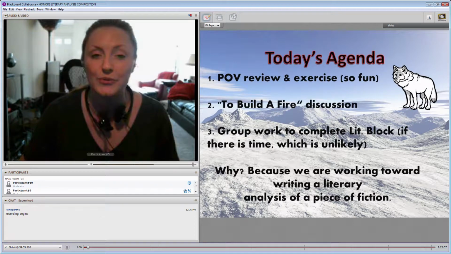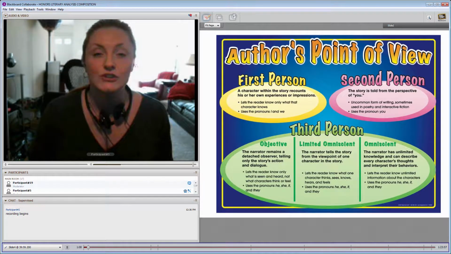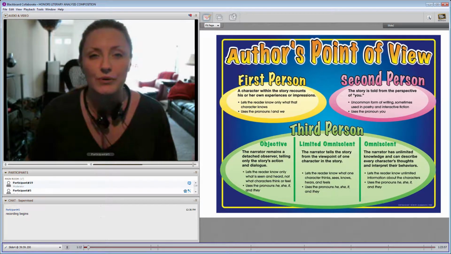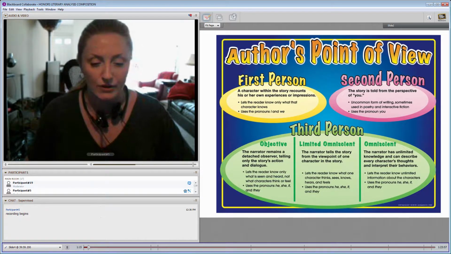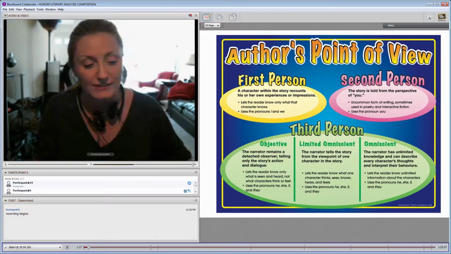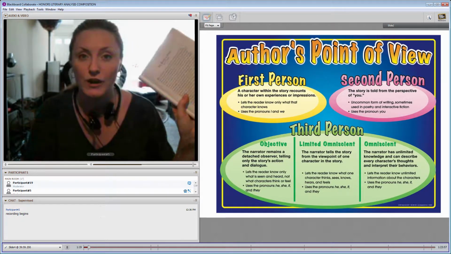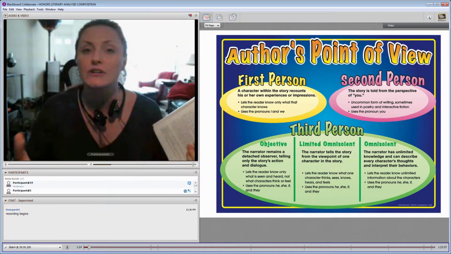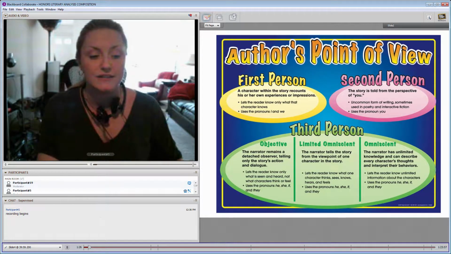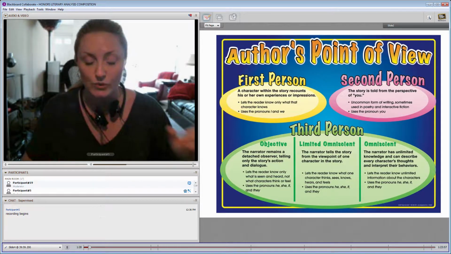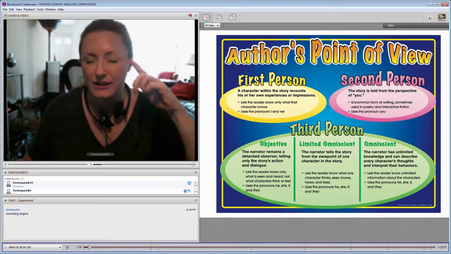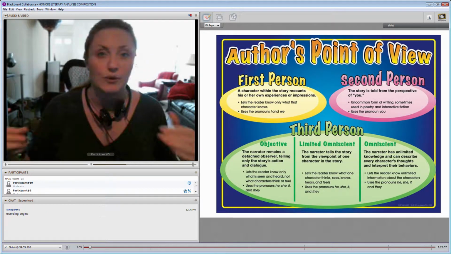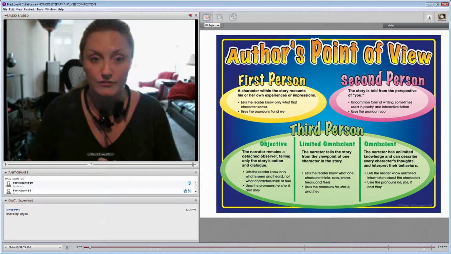But the first thing that we're going to do today is to review point of view very briefly. So these are the kinds of points of view that we've been seeing in our stories, and if you would just take a peek at page 91 in your textbooks, this is, of course, the To Build a Fire story. I want you to identify what point of view that is in just a minute here. Okay, so keep that in the back of your head. Also, think back to the other stories that we've read so far and try to determine what the point of view is for those.